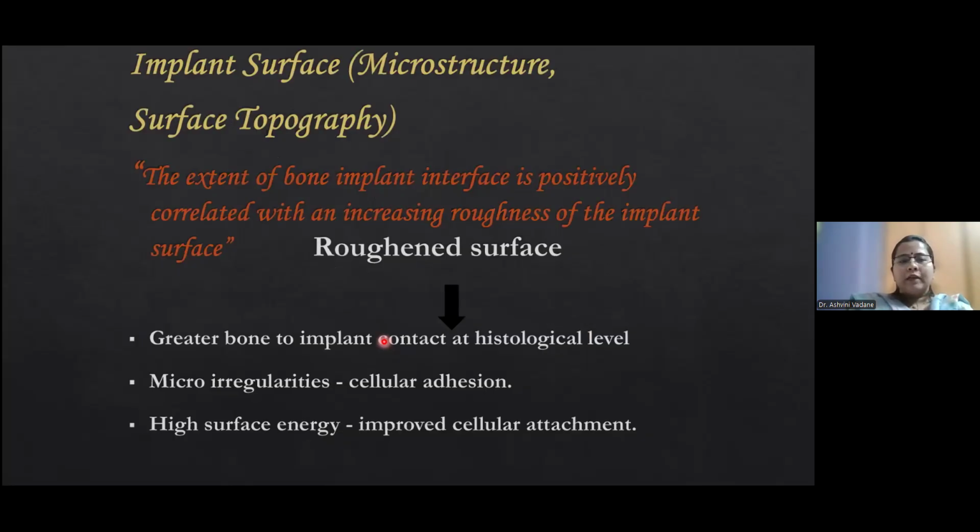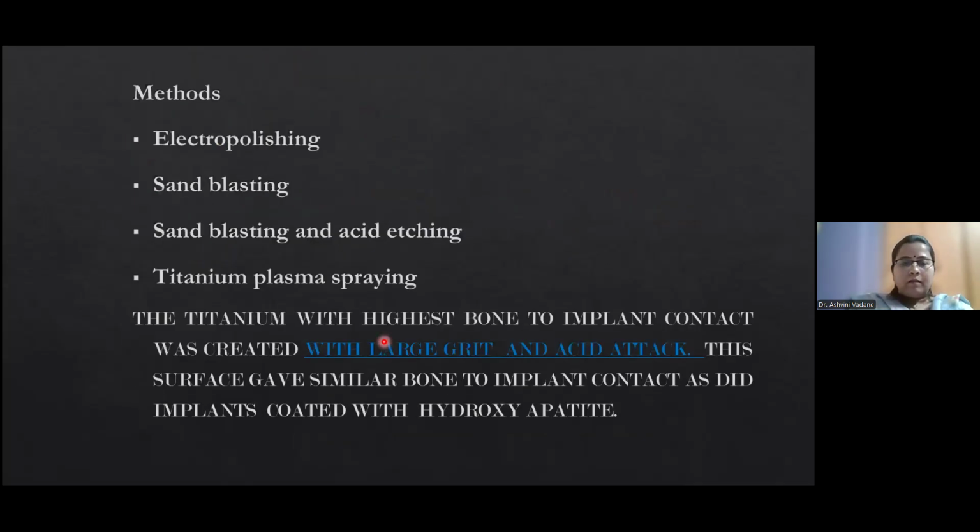So regarding the implant surface, the extent of bone implant interface is positively correlated with an increasing roughness of the implant surface. So the rougher the surface, the greater the bone to implant contact at the histological level. Micro irregularities increase the cellular adhesion, and high surface energy improves the cellular attachment. So there are various methods like electropolishing, sandblasting, titanium plasma spraying, and acid etching to increase the roughness.